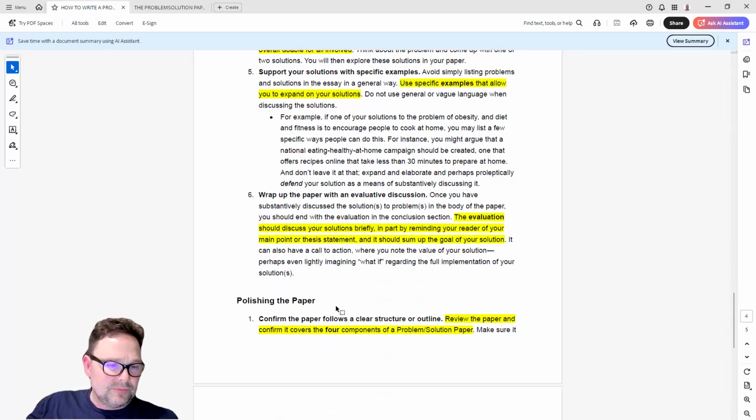When you do your conclusion and you're evaluating and sort of taking a step back and looking at what you did in terms of proposing solutions to problems associated with your situation, the evaluation should discuss your solutions briefly, in part by reminding your reader of the main point and thesis statement, and it should sum up the goal of your solution. So this is kind of standard conclusion ideas. It can also have a call to action where you note the sort of value of your solution.